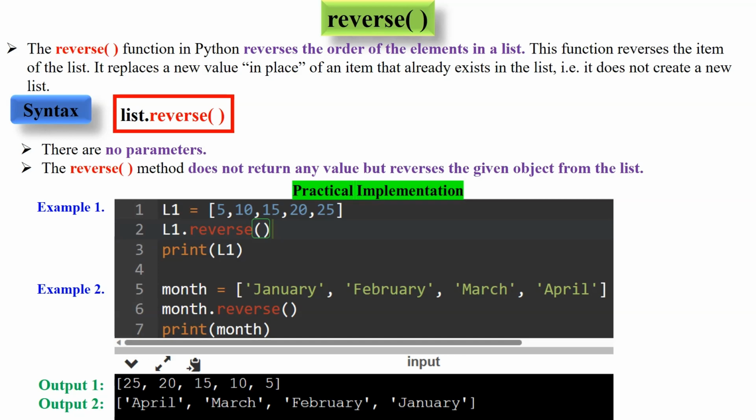Example 2. The list month is defined with the elements January, February, March, April. The reverse method is called on month to reverse the order of its elements. After executing this line, month will be April, March, February, January. The reversed month list is printed, resulting in the output April, March, February, January, which can be seen on the output 2 in the console. In both cases, the reverse method modifies the list in place and reverses the order of its elements.